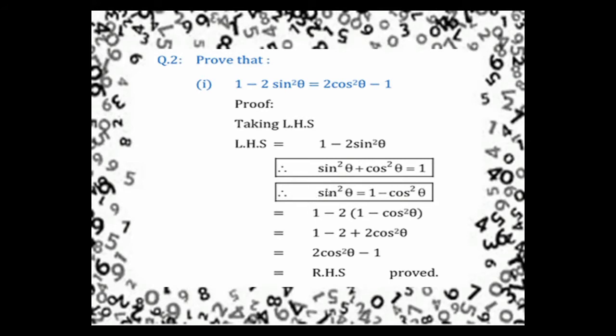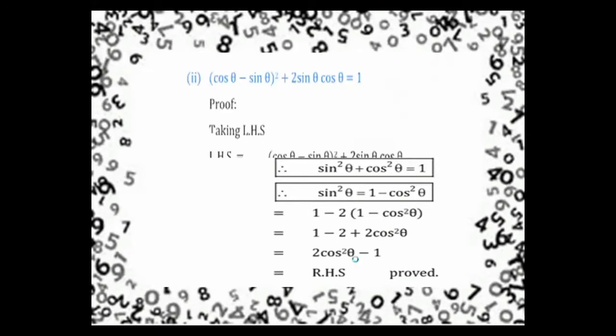Write 1 as it is, minus as it is, 2 as it is. Instead of sine squared theta, we will put the value of 1 minus cos squared theta. Then it becomes 1 minus 2, minus minus plus, 2 multiplied by cos squared theta, so it becomes 2 cos squared theta. Then 1 minus 2 is minus 1. So this is the right hand side of the equation. So it is proved that left hand side is equal to right hand side, and the given equation is proved.